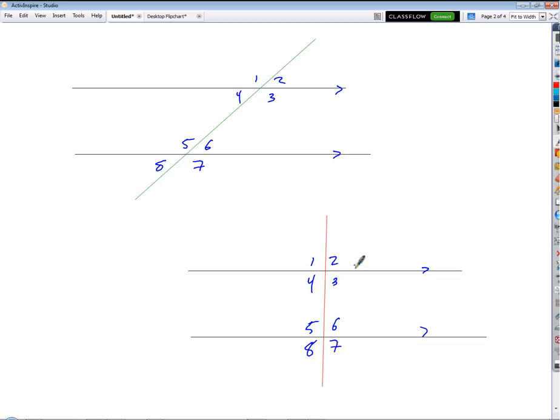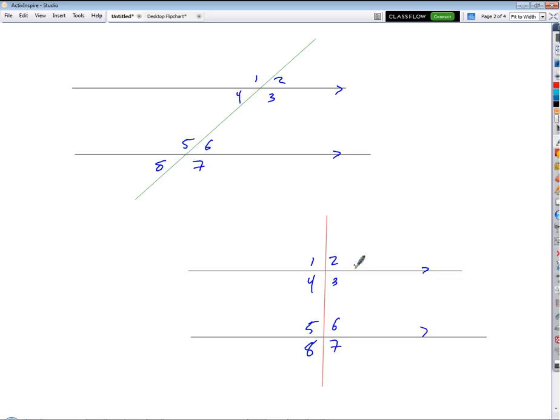If I wanted you to tell me what the relationship is between, say, 1 and 8, what would we call those angles, you suppose? Angles 1 and 8? What do you think? Maria, any idea? It's a tricky one. 1 and 8?